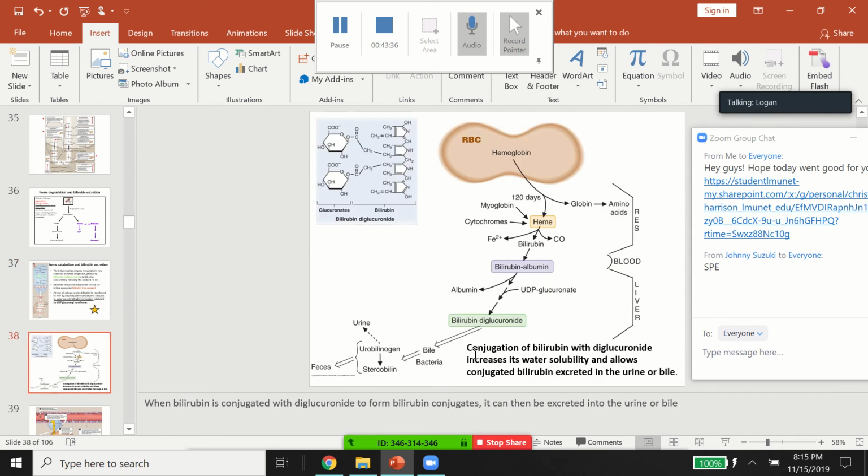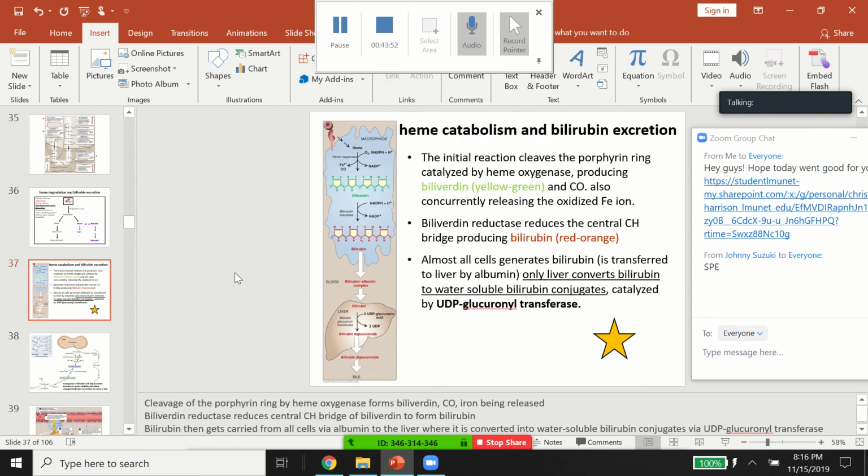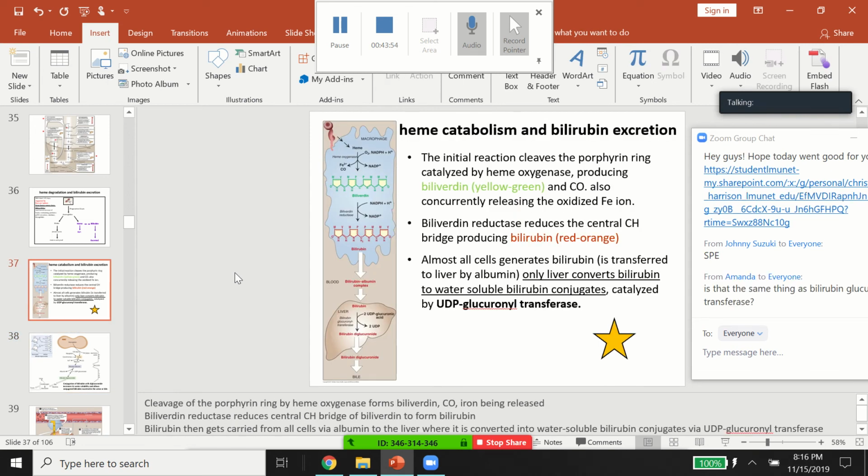Okay, conjugation of bilirubin with this, you don't really need to know. You don't really need to remember the diglucuronide, however you say it. It increases water solubility, which I've already mentioned, and allows that conjugated bilirubin to be excreted. That's the main purpose, so that it's easily soluble in water and can then be gotten rid of.